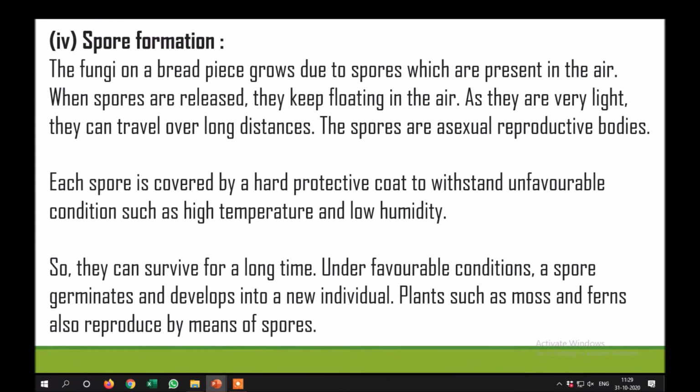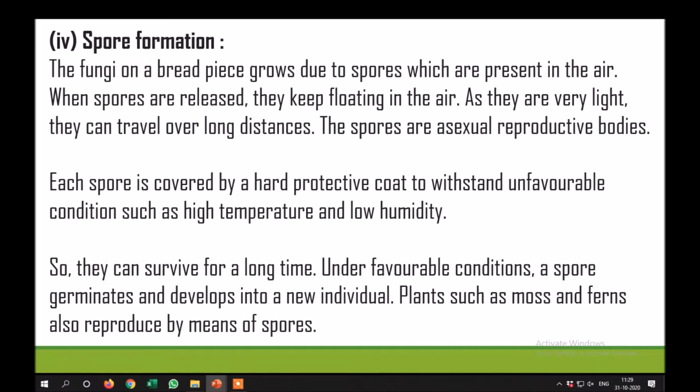Next is spore formation. The fungi on a bread piece grows due to the spores which are present in the air. When spores are released, they keep floating in the air. As they are very light, they can travel over long distances. The spores are asexual reproductive bodies.